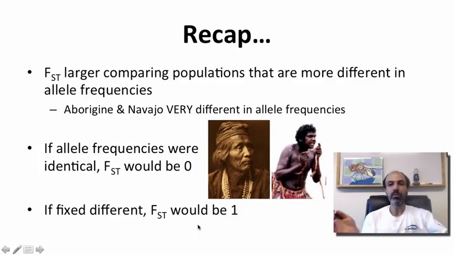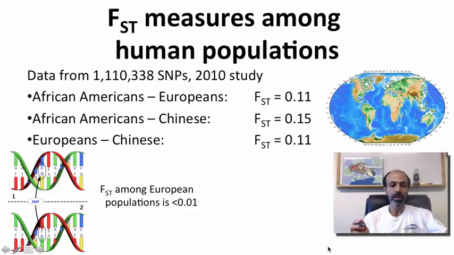Now let me give you a couple of values so you get an idea of what we actually see in human populations. Obviously, Aborigine and Navajo is an extreme example. Among human populations, this is from a 2010 study that used a little bit over 1 million SNPs. If you look at African Americans relative to Europeans, FST was about 0.11, so that's noticeable but not tremendous. African Americans to Chinese, FST was 0.15. Europeans to Chinese, FST was about 0.11.